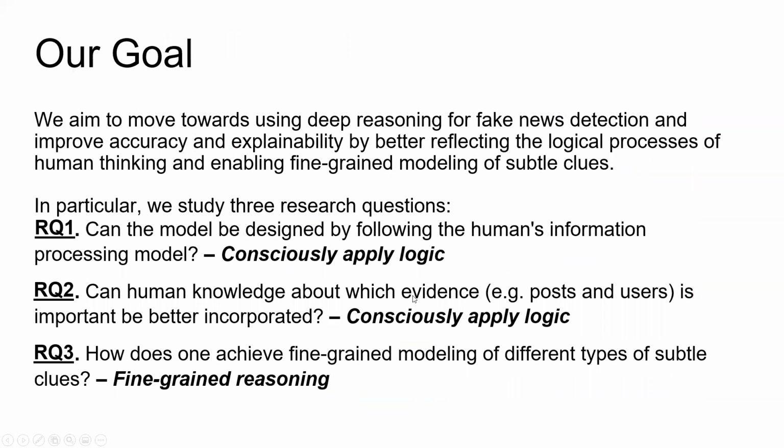So our goal is to move towards using deep learning for fake news detection and jointly improve accuracy and explainability. We ask 3 research questions. First, can a model be designed by following the human's information processing model? Then, can human knowledge about important evidence be better incorporated? And how can we achieve fine-grained modeling of subtle clues?